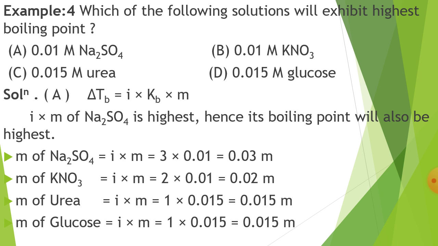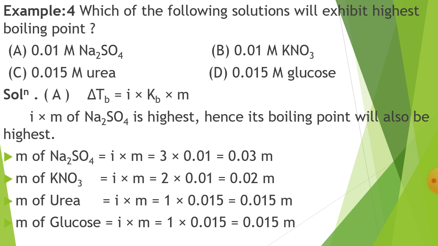Now how can you solve this? i into m of Na2SO4: here i equals 3 because 2 Na plus ions and 1 sulfate ion are produced in the aqueous medium. That's why the value of i equals 3 and molality is given as 0.01, so we get the answer 0.03 m. For KNO3, here i equals 2 and molality is 0.01, so we get 0.02 molality. For urea, 1 into m.